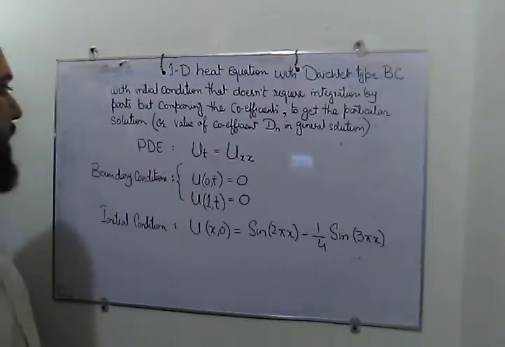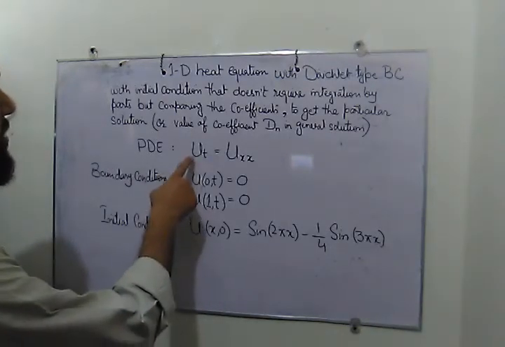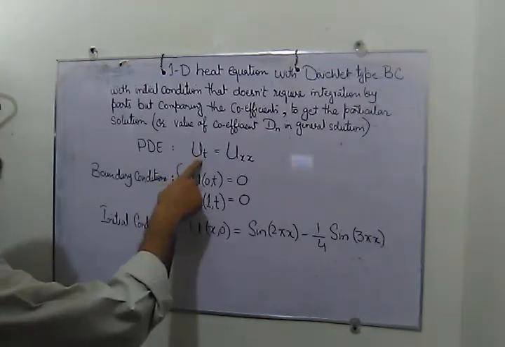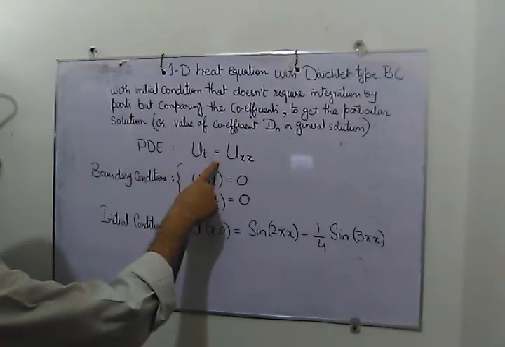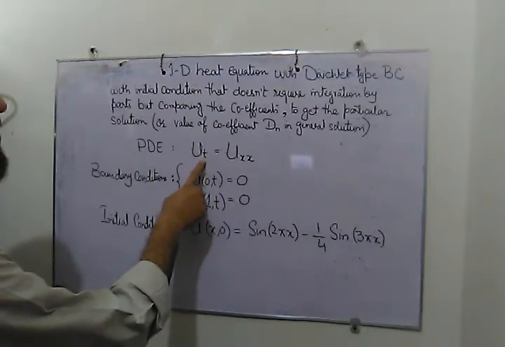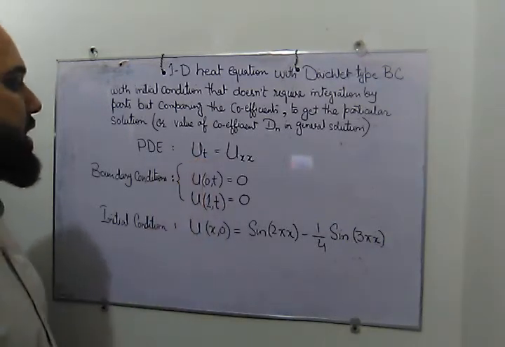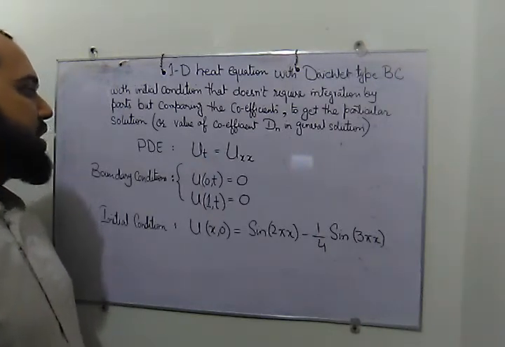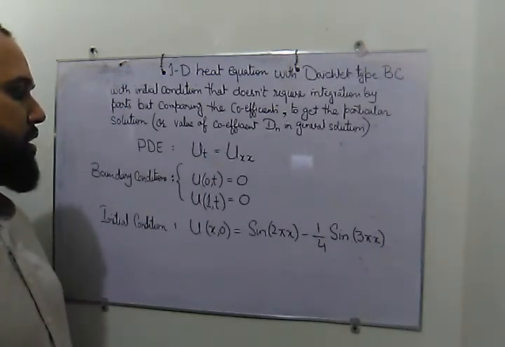So as usual, we have a partial differential equation, the heat equation, which is ut is equal to uxx. It differs from the wave equation in that the wave equation has a double derivative with respect to t, but the heat equation has a single derivative with respect to t.